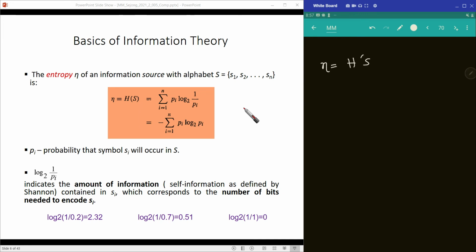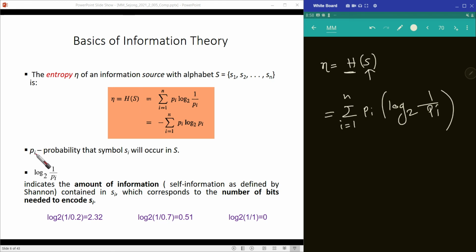Sometimes we also write in this pattern: the entropy of S is defined as the summation for i equal 1 up to n of pi multiplied by log 2 of 1 over pi. So this is what is this information. Now definitely we already know this pi is the probability that symbol Si will occur. Now what is this one? Log 2 of 1 over pi, and what is entropy physically?